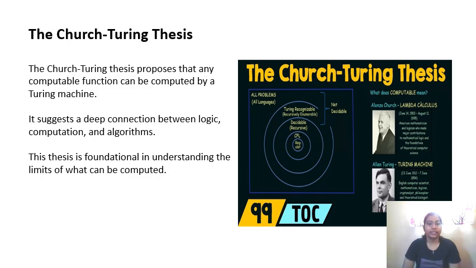The Church-Turing thesis. The Church-Turing thesis proposed that any computable function can be computed by a Turing machine. It suggests a deep connection between logic, computation and algorithms. This thesis is foundational in understanding the limits of what can be computed. First is regular, second is context-free, then decidable or recursive, and Turing recognizable or recursively enumerable. All this comes under non-decidable. These are the problems which can be solved using the Turing machine.